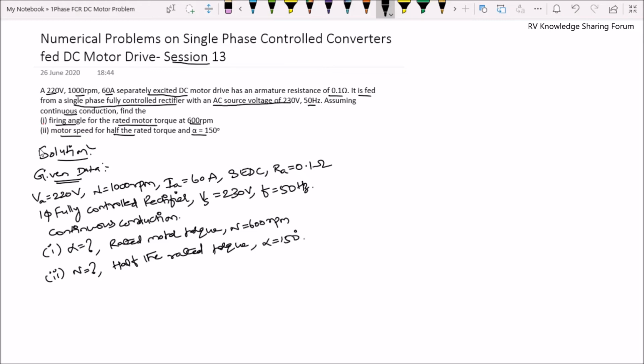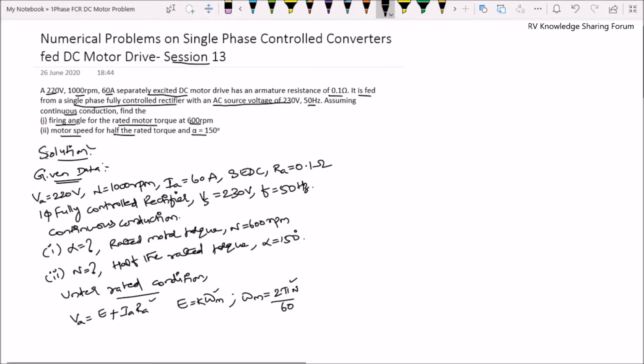So first let us find the value of the motor constant K under rated condition. We know the motor equation VA is equal to E plus IA RA, where E is given as K into omega m, and omega m is given as 2 pi n by 60. So the motor equation is VA equal to E plus IA RA, and E is K into omega m, and omega m is nothing but 2 pi n by 60.